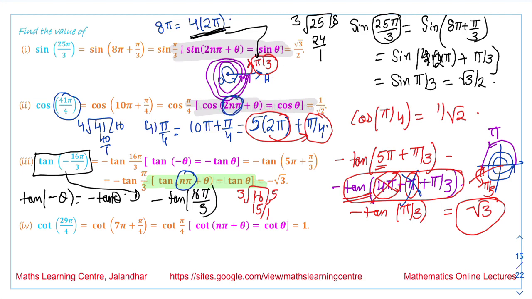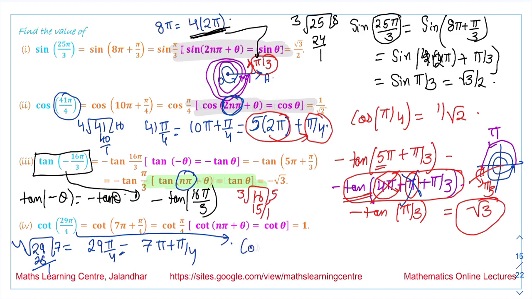Next we have cot of 29 pi by 4. So when we divide 29 by 4, this value 29 pi by 4 we can write as 7 pi plus pi by 4. So we get this function equal to cot of pi by 4, and cot of pi by 4 is equal to 1. So this is our answer.